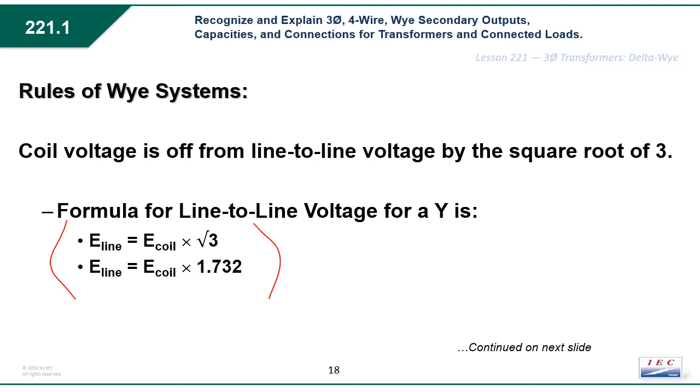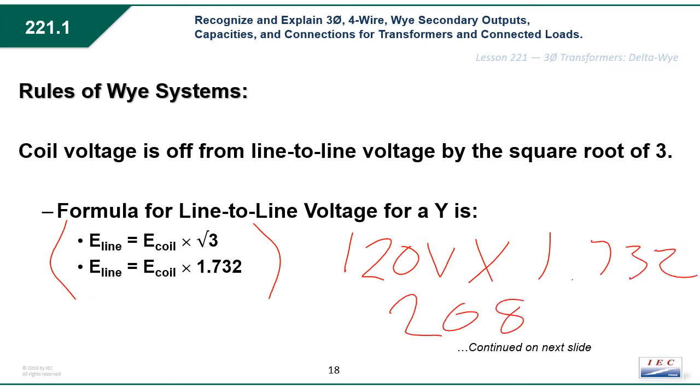So let's say we had a coil voltage of 120 volts. Multiply that by the square root of 3, you end up with 208 volts, roughly, which is why a lot of our systems is a 120-208 transformer. Those are Y-connected systems. And inversely, if I were to take that 208 and divide it by the square root of 3, it would give me 120 volts for my line to ground or my line to center point.